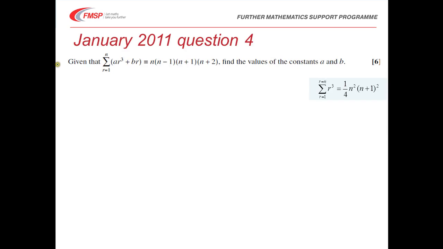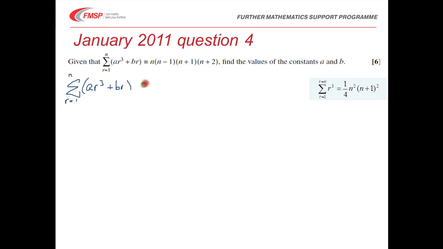So the question says, given that sigma from 1 to n of Ar cubed plus br is equivalent to n upon 4, n minus 1 upon n plus 1 upon n plus 2, find the values of a and b. So we need to start with this series that we've got here, sigma ar cubed plus br, where r goes from 1 to n.